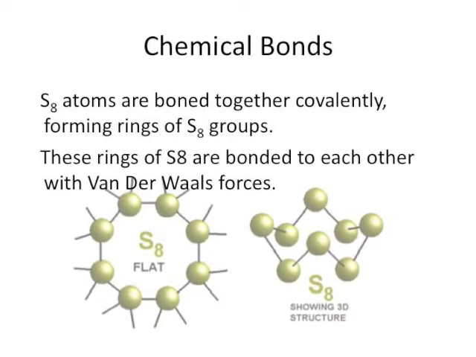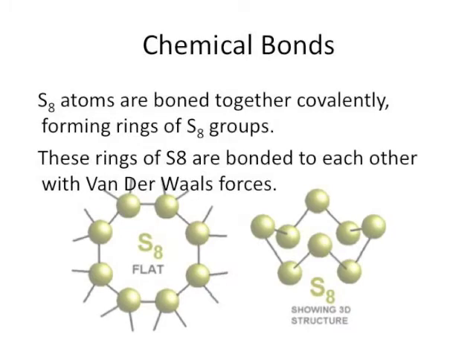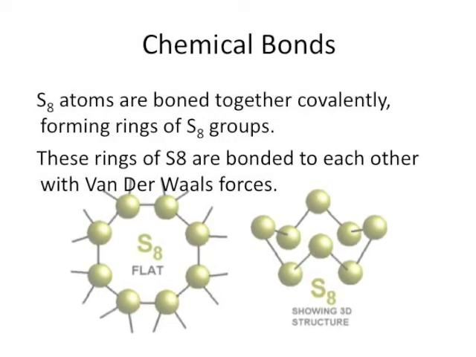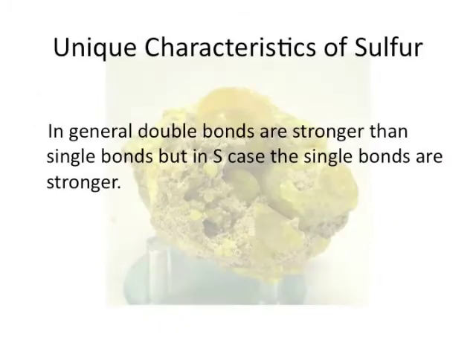Chemical bonds of sulfur. Sulfur 8 atoms are bonded together covalently, forming rings of S8 groups. These rings of sulfur 8 are also bonded to each other with van der Waals forces, as you can see from the picture.